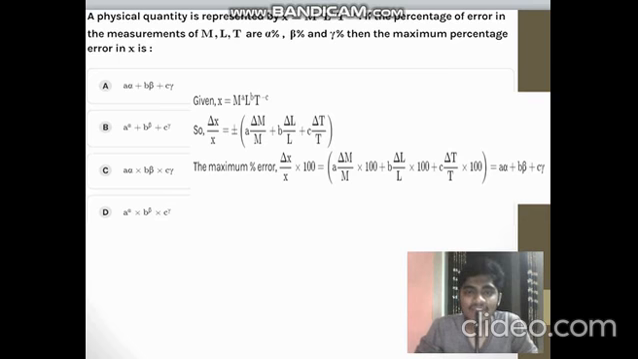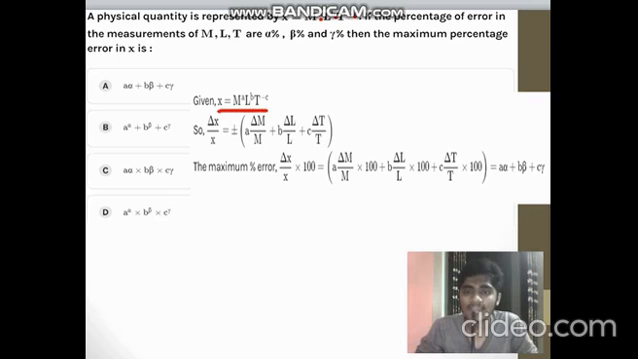So here they have given x is equal to m power a into L power b into T power minus c. And they have asked you to find the maximum percentage error in x, that is delta x by x into 100. So here again a, b and minus c are powers. So you can bring the powers to the front. A into delta m by m into 100 plus b into delta L by L into 100.